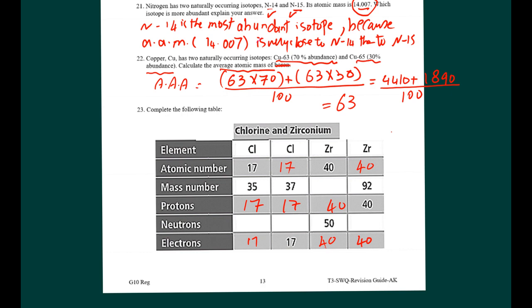Mass number, as you know, equal number of protons plus neutrons, or protons plus atomic number. So if I have a mass number 37 and the proton 17, you can get the neutron by just simple subtraction. Here will be 20. To calculate the mass number here, add protons and the neutrons. So 40 plus 50 equal 90. To calculate the number of neutrons here, mass number minus atomic number, 92 minus 40 equals 52.